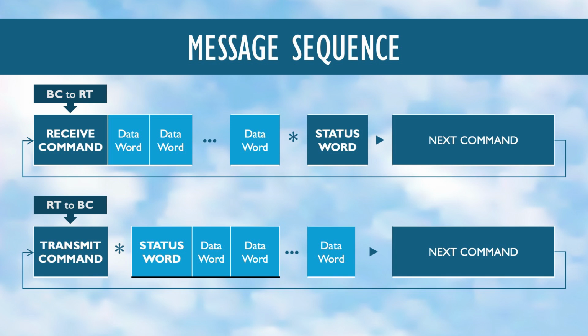A transmit command, also called an RT to BC command, begins with a command word. The RT named in the command word has up to 8 microseconds to respond with a status word, followed by the requested data. Following each complete message, the bus controller waits at least 2 microseconds before sending the next message.